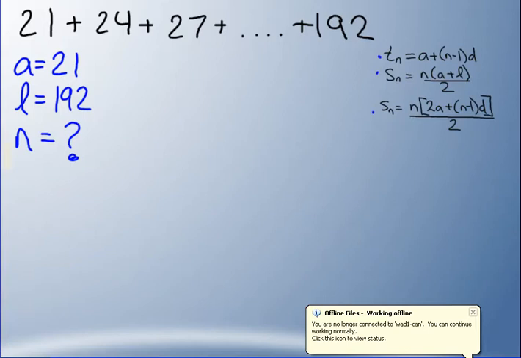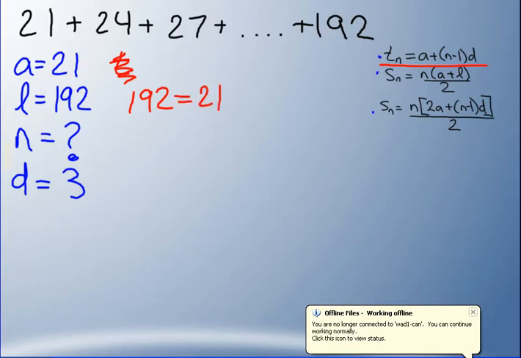So I guess I'm also going to need to find out what's my common difference. Well, they go up by 3 each time, so my D is a plus 3. So let's feed that into our T of n formula. I'm using that formula right there. So I want to know what my last term is. My last term is 192. I want to know what position it is in the series. I know my first term is 21 plus n minus 1, and I know my common difference is 3.